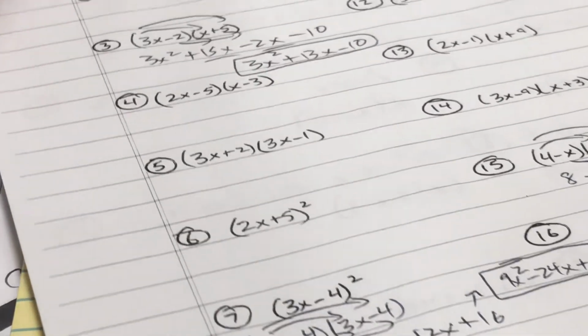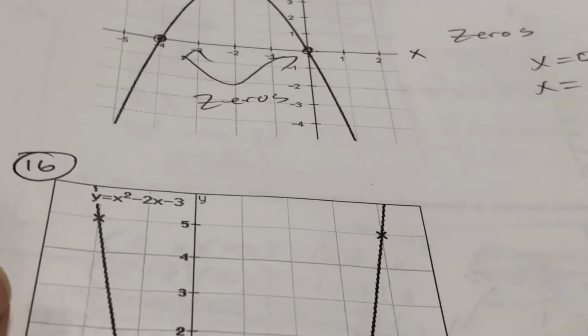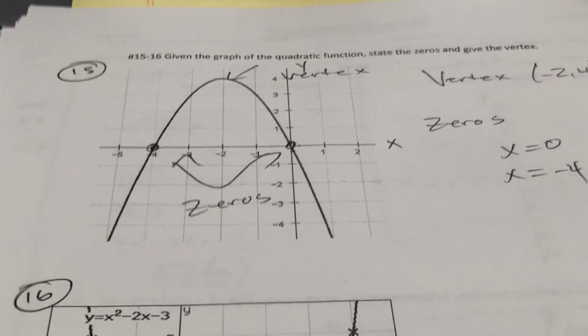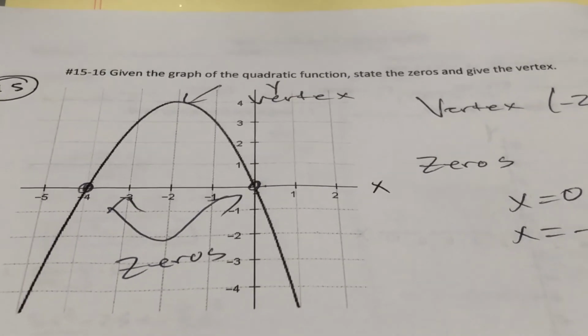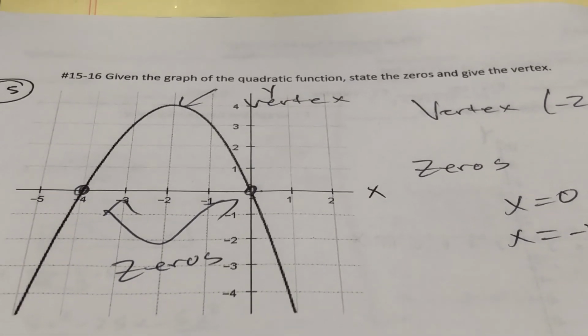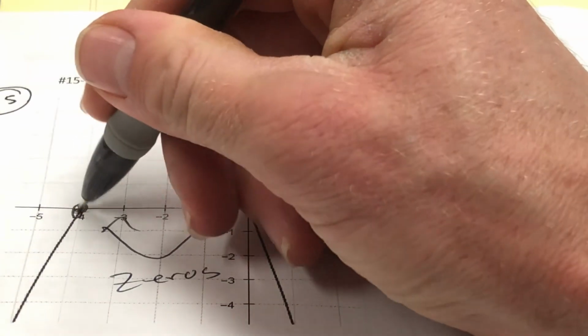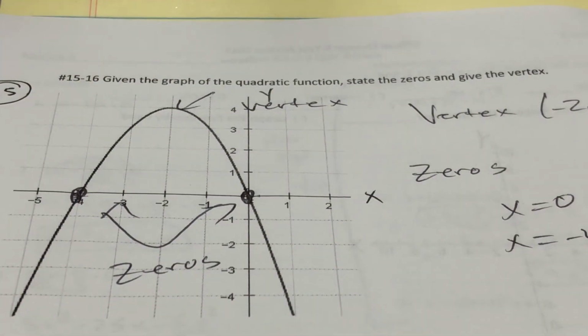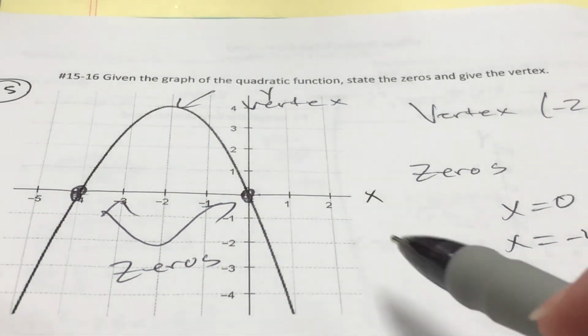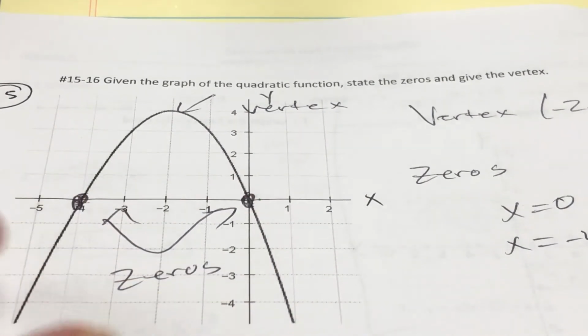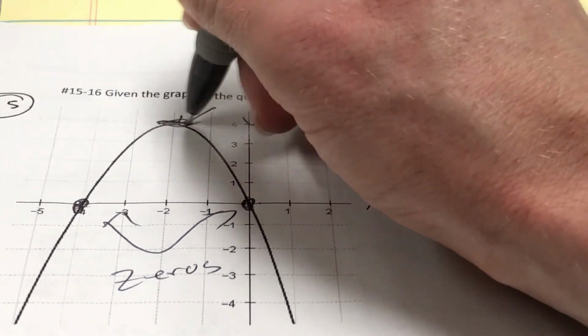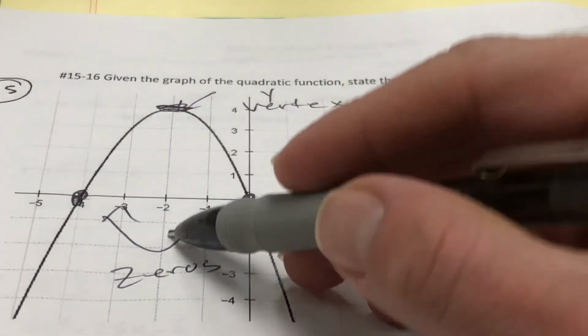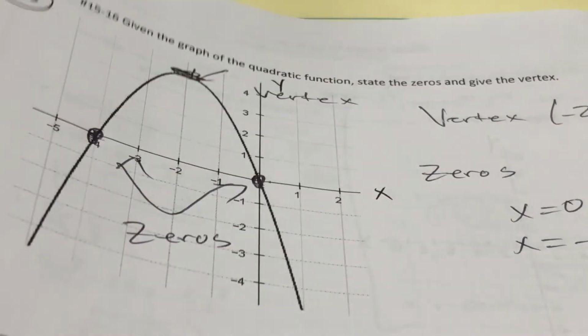All right, we're getting close here to the end of video number 1. Given the graph of the quadratic function, state the zeros and give the vertex. Crosses the x-axis there and there. The zeros, the roots, the x-intercepts, the solutions all mean the same thing. The zeros are x equals negative 4 and x equals 0. That is clearly the vertex there. The vertex is negative 2, positive 4.